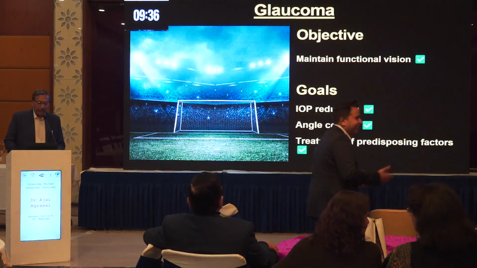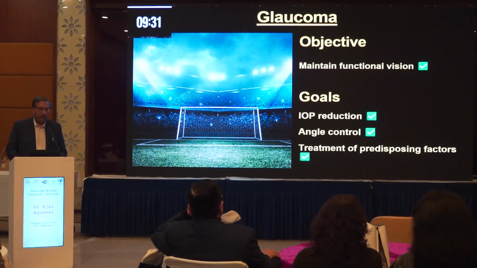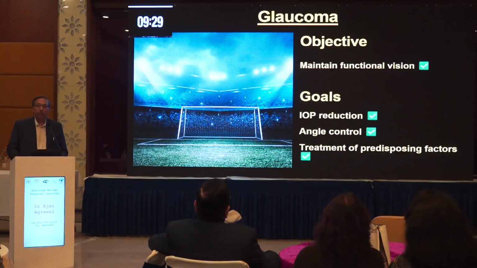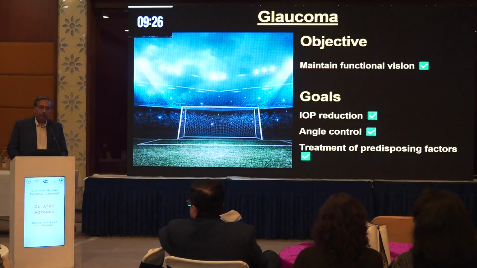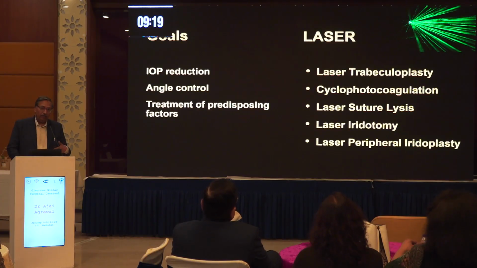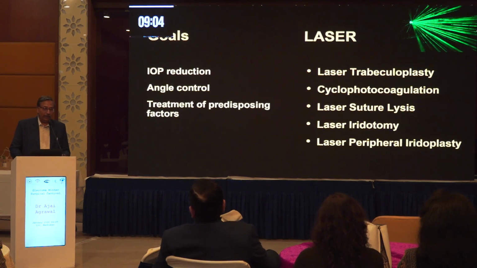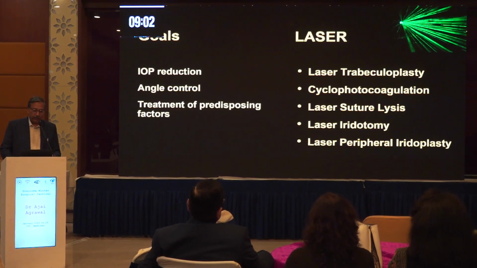What are the main objectives for doing a laser? We want to maintain functional vision by reduction of the IOP, angle control, and treatment of the predisposing factors. These are the three goals that we have, and for that we have a number of laser procedures. I'll only be talking about these 5 which are more commonly preferred: laser trabeculoplasty, cyclophotocoagulation, laser iridotomy, laser iridoplasty, and laser suture lysis.